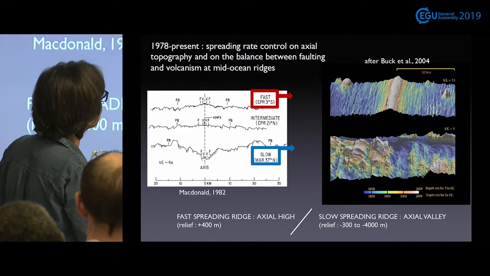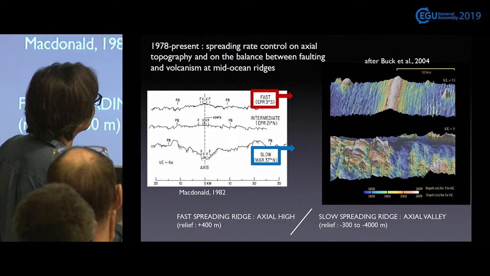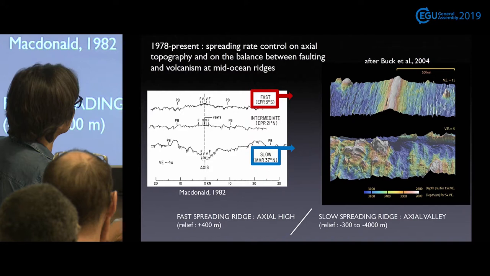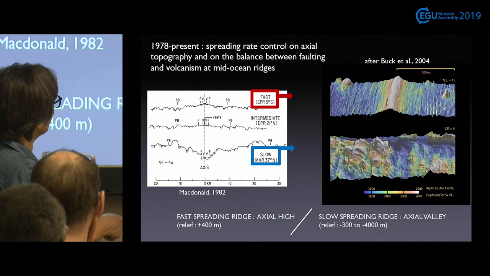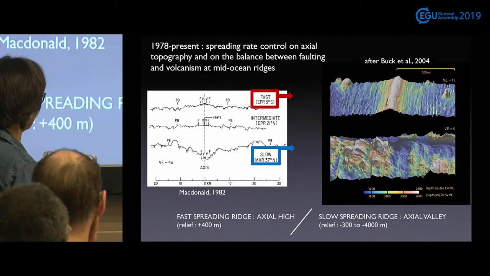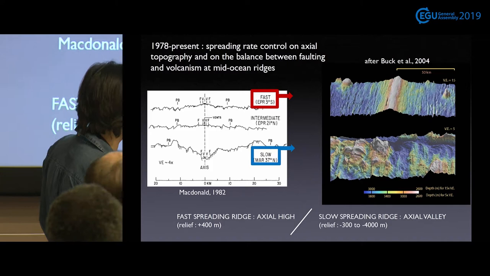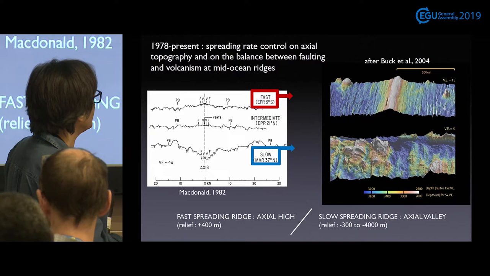It appears small compared to this one, but it's because the spatial scale here is the same in the two pictures, but the color scale for the depth is not the same. Here you go from 3,000 to 2,600, so you only have 400 meters. And here you've got 1,200 meters. So fast-spreading ridges have an actual high that has a relief that is remarkably constant all over and is about 400 meters. And slow-spreading ridges, they have an actual valley that has a relief that varies between 300 and 4,000 meters, 300 meters and 4,000 meters.